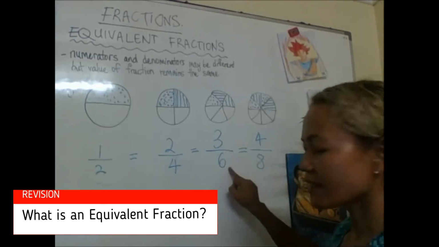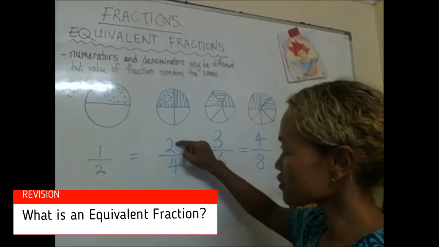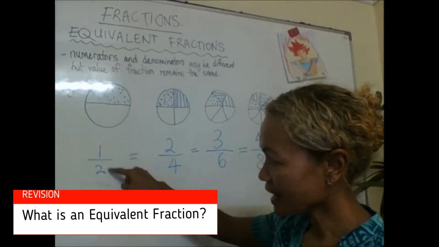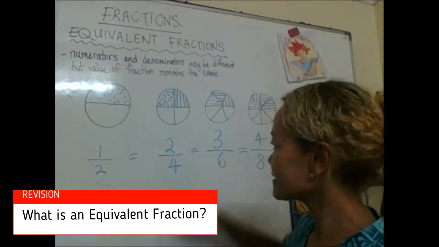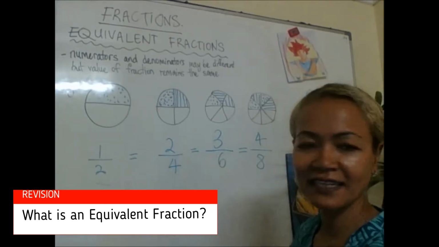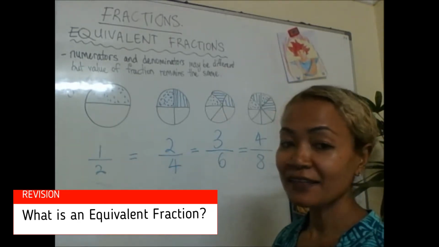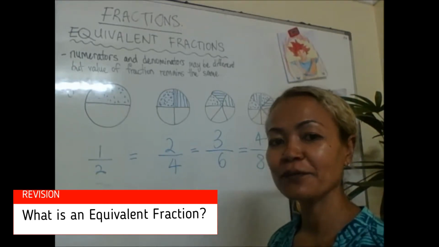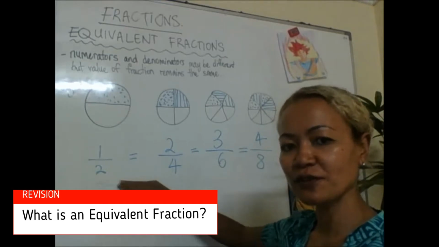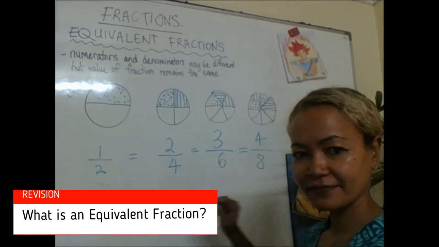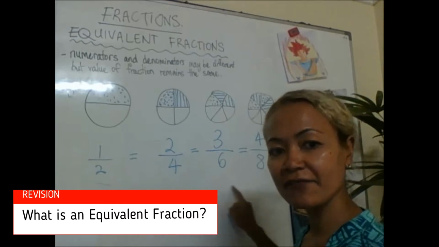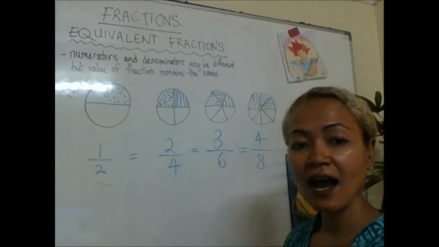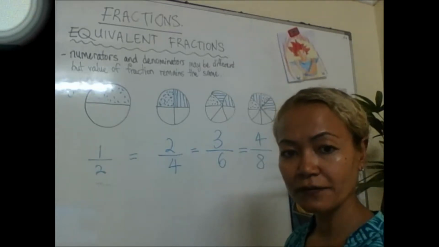So 4 over 8, 3 over 6, where the number on the top is half of the number on the bottom. That means the number on the top, you times 2, you get the number on the bottom. So any fraction where you times the number on the top by 2 to get the number on the bottom will be equivalent to these 4 fractions, because they will all have the same value. They will all be only shading off half of the whole.